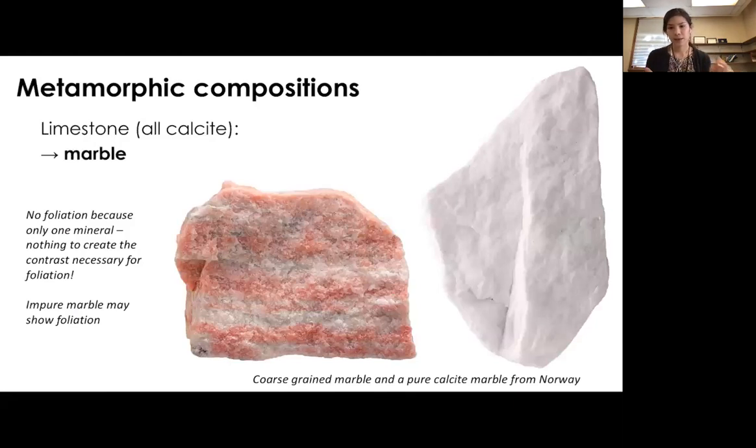So these are a couple examples of that from Norway. We have a coarse-grained marble and then a pure calcite marble. So this coarse-grained marble has some color differences in it, maybe from trace amounts of other minerals, whereas this white pure calcite one has nothing else in it but calcite, so nothing to kind of stain the color away from its pure whiteness, which sounds weird to say that.